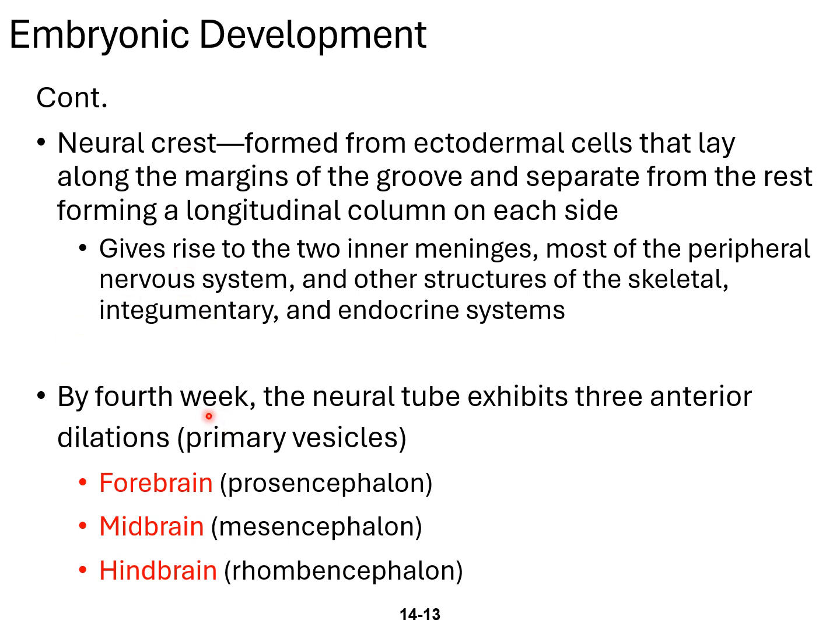And by the 4th week, the neural tube is going to show 3 anterior dilations or primary vesicles. So 3 different types of bulges. The forebrain, the midbrain, and the hindbrain. This is important because the forebrain, the prosencephalon, starts to form other things. Midbrain, or the mesencephalon, starts to form pretty much just the mesencephalon. Talk about that later. In the hindbrain, the rhombencephalon starts to differentiate into other structures.